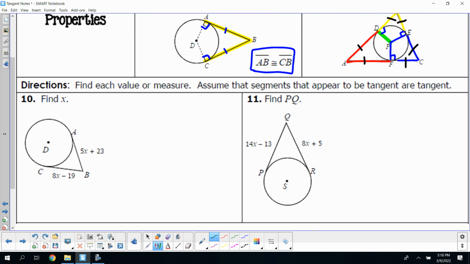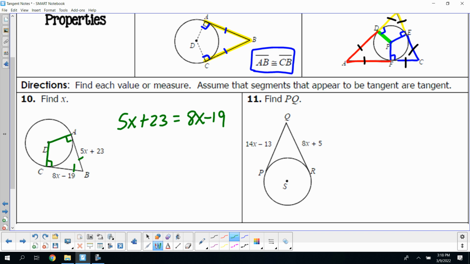Let's take a look at number 10. They want us to find X. Assume that the segments that appear to be tangent are tangent. Okay, so these are tangent, which creates 90-degree angles here. So that means that these two are going to be equal to each other. 5x plus 23 equals 8x minus 19.